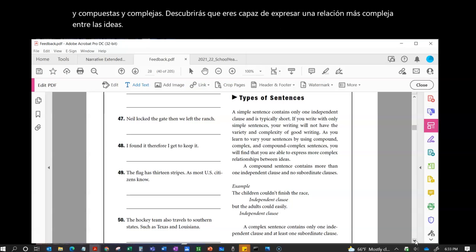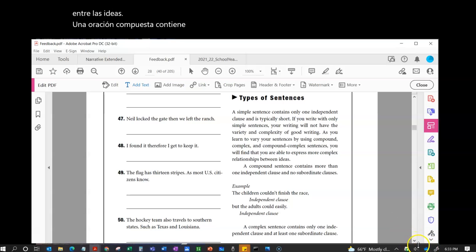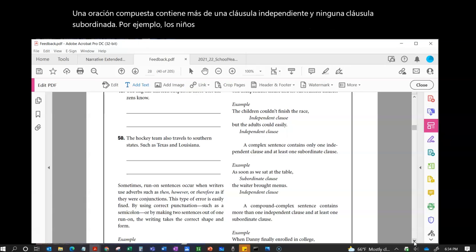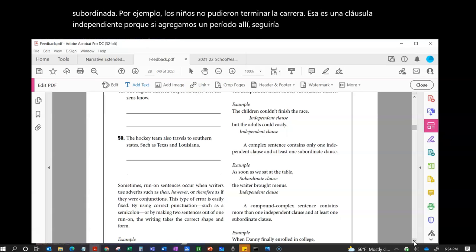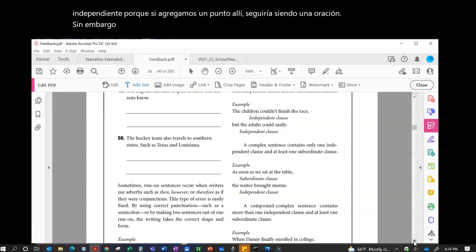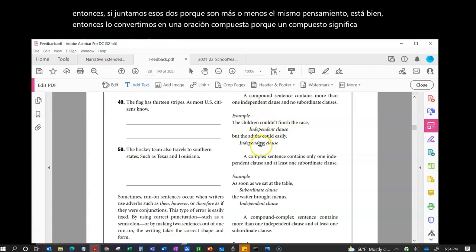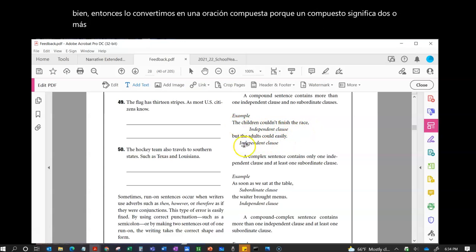A compound sentence contains more than one independent clause and no subordinate clauses. For example, the children could not finish the race. That's an independent clause, because if we added a period there, it would still be a sentence. However, but the adults could easily. Also an independent clause, okay? So if we put those two together, because they're pretty much the same thought, then we make it a compound sentence, because compound means two or more independent clauses. The children could not finish the race, but the adults could. That sentence sounds great. All right, so that's a compound sentence.